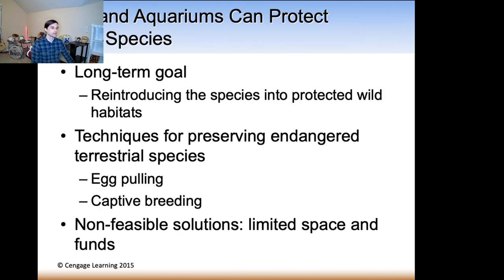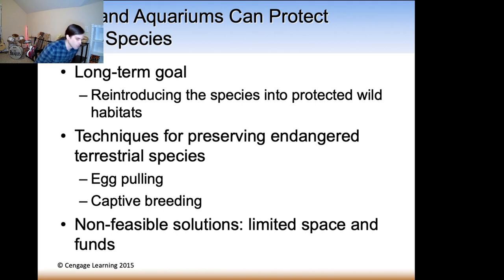Zoos and aquariums are a way to help preserve endangered species. But it's not a permanent solution. There are only so many zoos, and those zoos can only hold so many rhinos or so many lions or so many polar bears until they're going to run out of space too, and then they're not going to be able to hold any more. So we're either going to have to stop breeding or put down the organisms that are born, which is counterintuitive to what the point of a zoo is. So this is not a long-term solution of zoos.